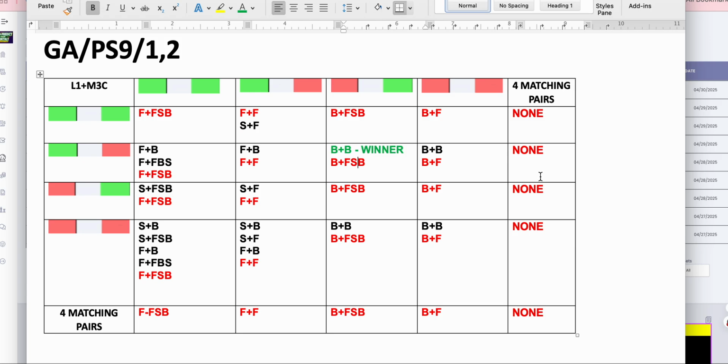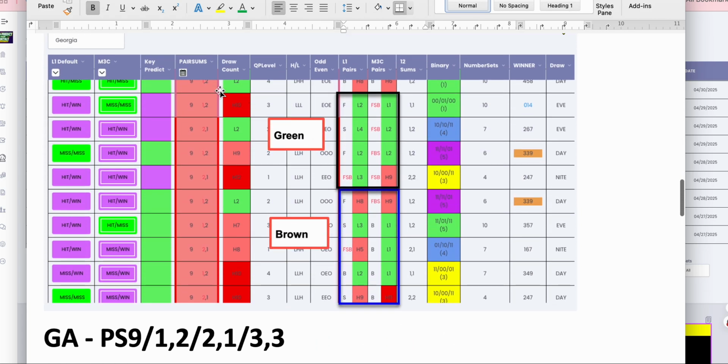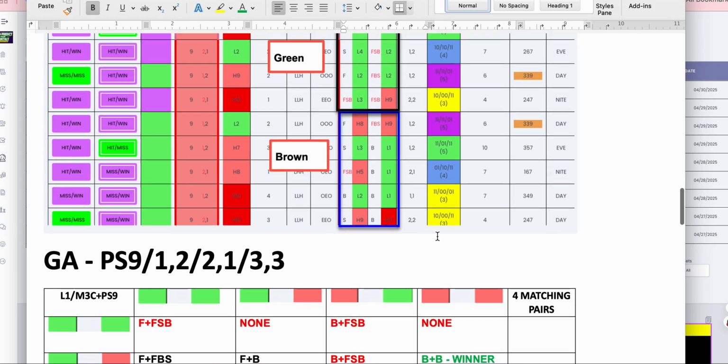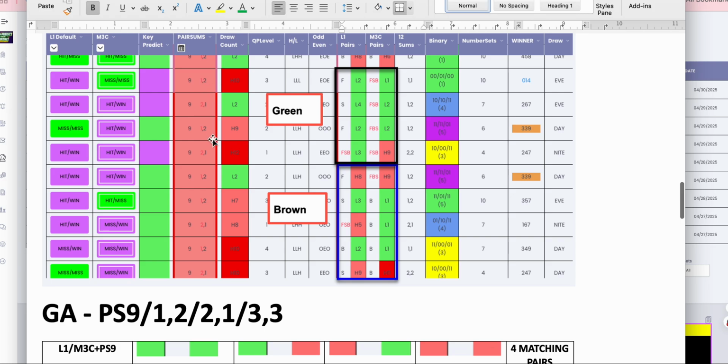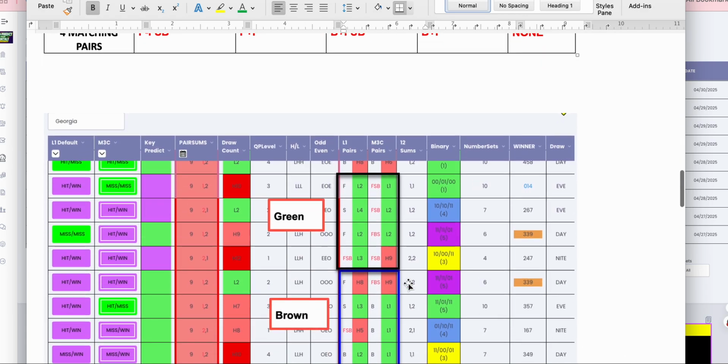Let's add a 3rd page to this. We did L1 and M3C with 912, right? Let's add a 3rd page and call it PS9 with 12, 21, 33. And it's right here, like I showed you earlier. 912, 921, and 33 somewhere in there, but it's not counted in here. But it is counted. See? You got 912, 921, which is different from here, right? The pairs are different. See? Front, split. You see this now? Front, split, front, FSB. It changed.